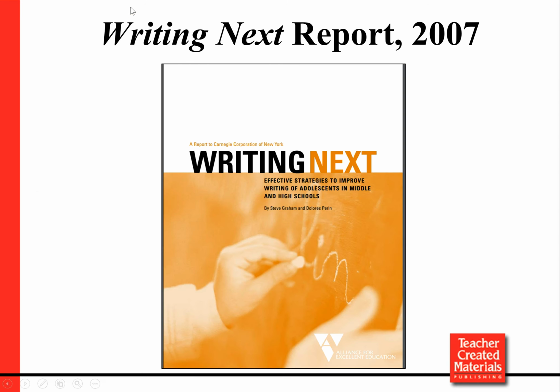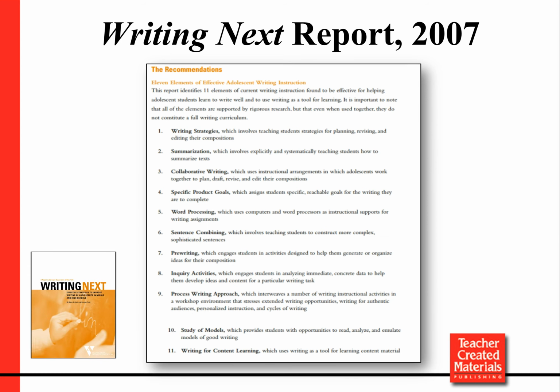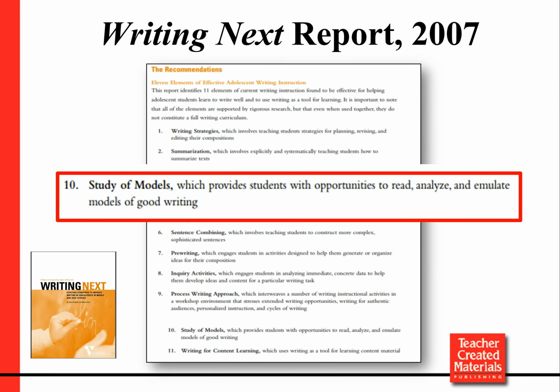In fact, the 2007 Writing Next report listed 11 recommendations for improving writing instruction. The study of models is one of those recommendations. According to the report, the study of models allows students to have the opportunities to read, analyze, and emulate models of good writing. And this idea is central to the design of Right Time for Kids.